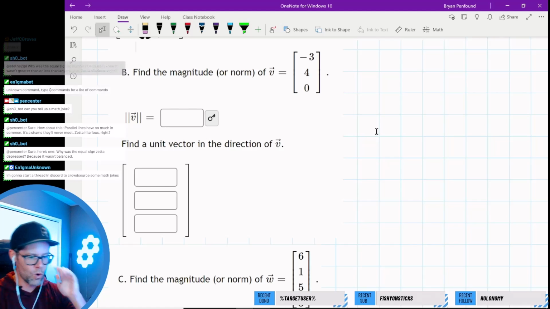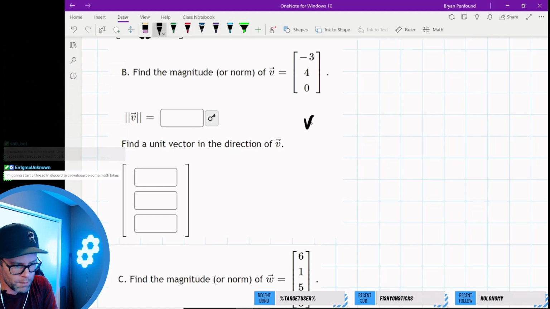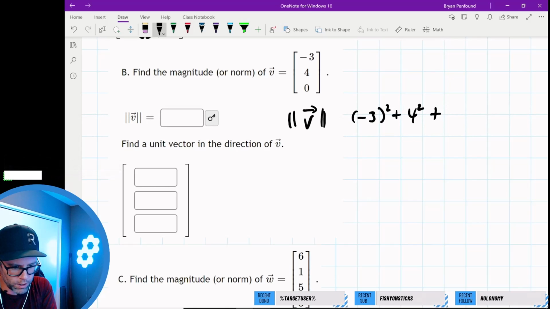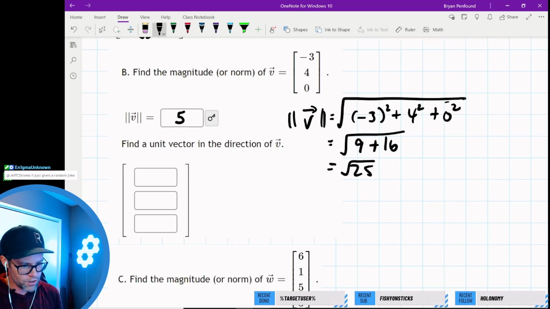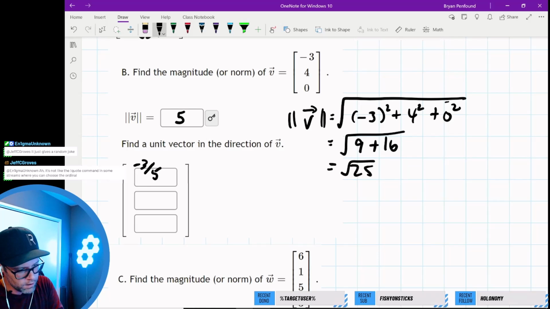Find the magnitude or norm of v. So same story here. Let's go ahead and square our components. So -3 squared plus 4 squared plus 0 squared. That should give us 9 plus 16, which I believe is 25. So the norm of v is 5, and if we want to find a unit vector in the direction of v, we should divide these components by 5.